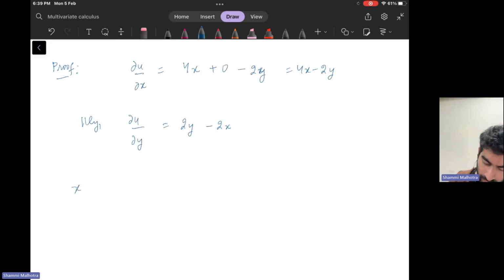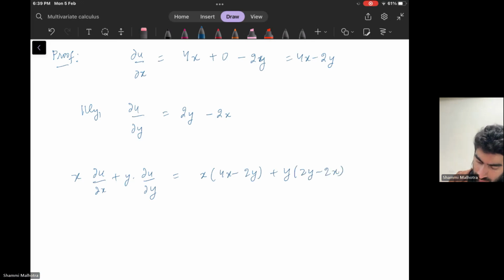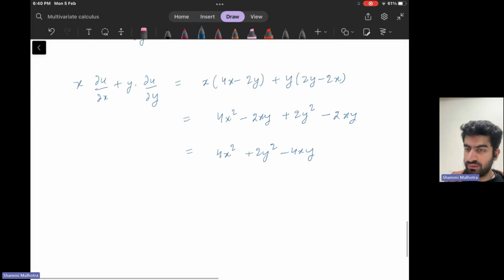Then I have to find the value. I have to consider x times del u by del x plus y times del u by del y. So this would be x times (4x minus 2y) plus y times (2y minus 2x). So this is 4x squared minus 2xy plus 2y squared minus 2xy. If I simplify, this is 4x squared plus 2y squared minus 4xy. I've just clubbed the terms.